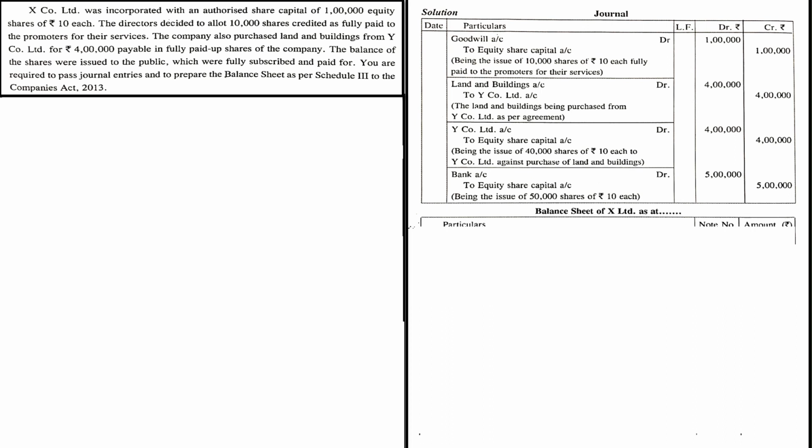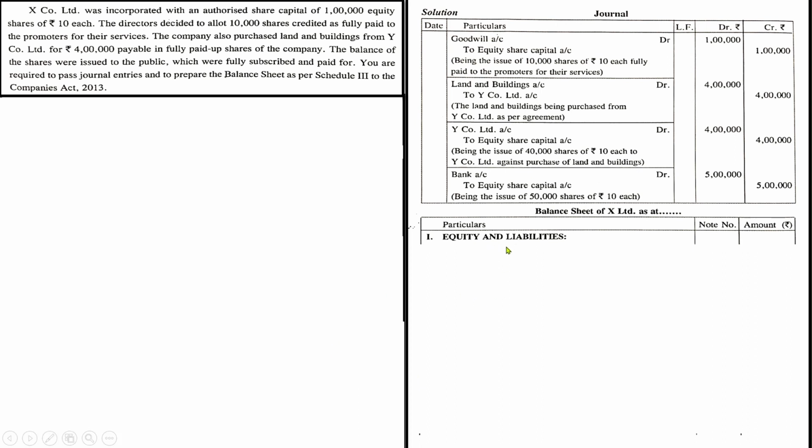Balance sheet of X Limited. If there is a date specified in the question, note it down, otherwise you can leave dots like this. Particulars, note number, amount. We will begin with the liabilities. I believe you all remember the balance sheet which we have discussed previously. The latest pattern of preparation of the balance sheet is a vertical format. It begins with liability items. First one is equity and liabilities.